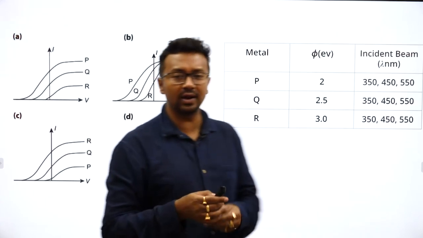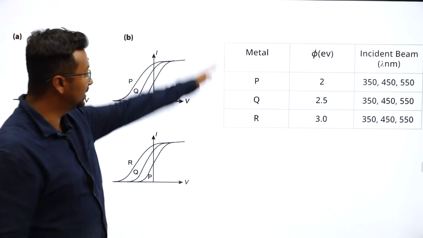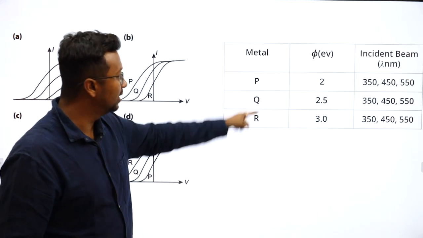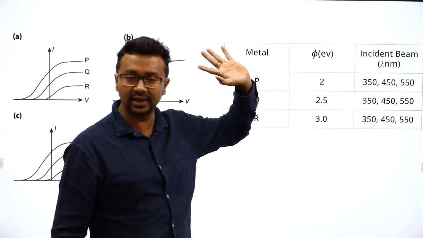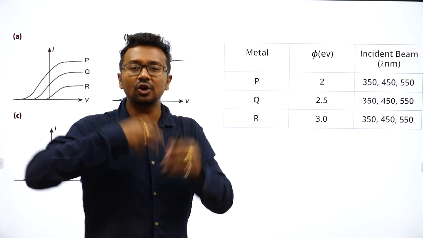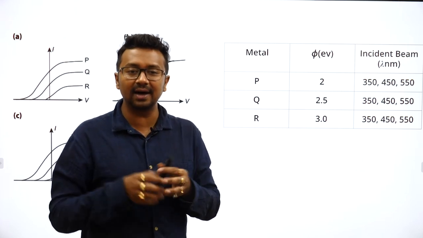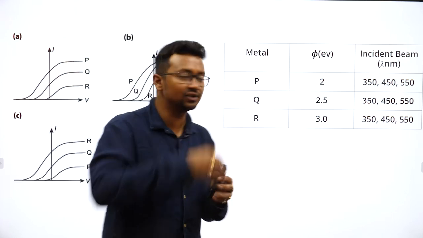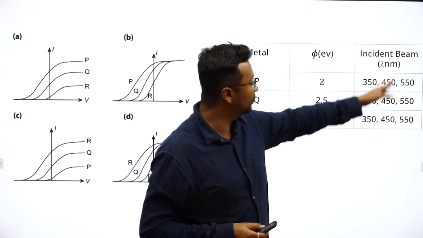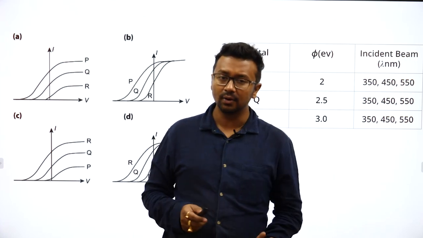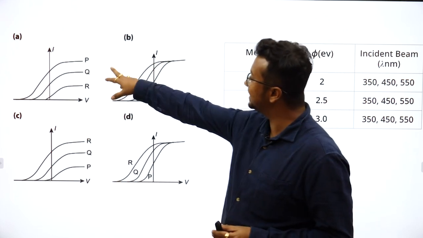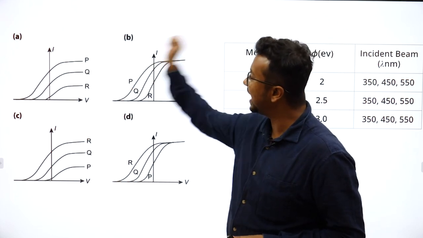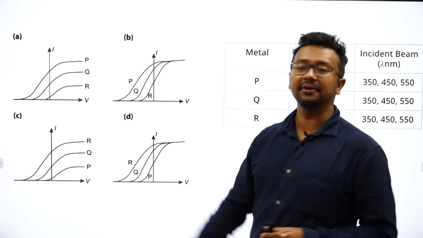So let me organize the entire thing and show it to you. There are three metals, P, Q and R. Their work functions, 2, 2.5 and 3 electron volt, are given. A beam is coming, which is a mixture of lights of different wavelengths, 350, 450, 550. Now, they are asking us which metal surface will produce the highest photoelectric current.